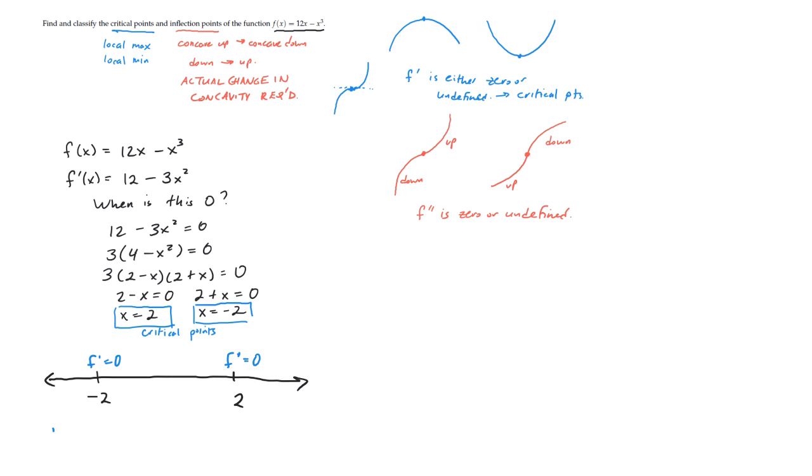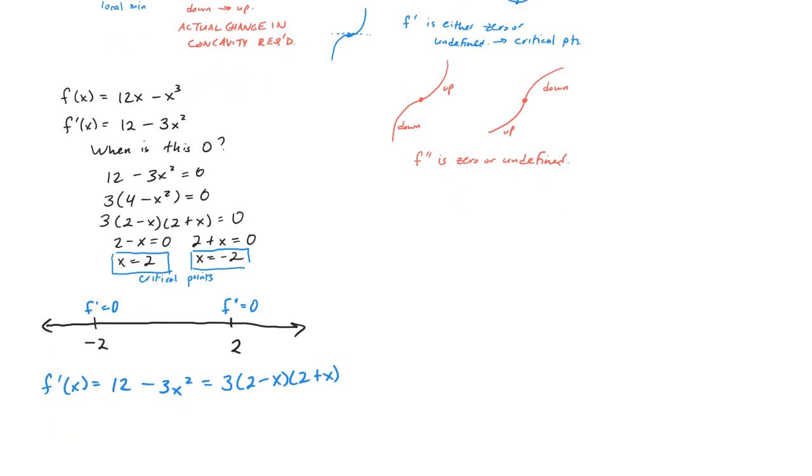Well, f prime was equal to 12 minus 3x squared. And that was equal to 3 times (2 minus x) times (2 plus x). By analyzing those factors, I can determine whether f prime is positive or negative on each interval. And I'm going to do this in a way that's a little bit slicker than what I did in class. In class, I've probably been testing actual values for x in this formula, one on each interval.